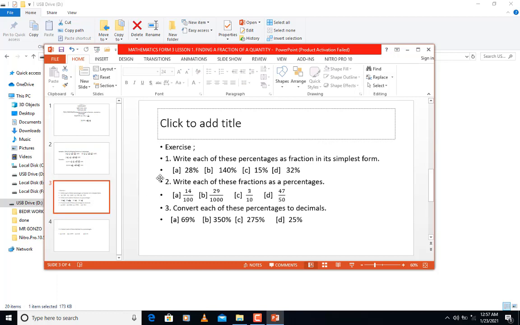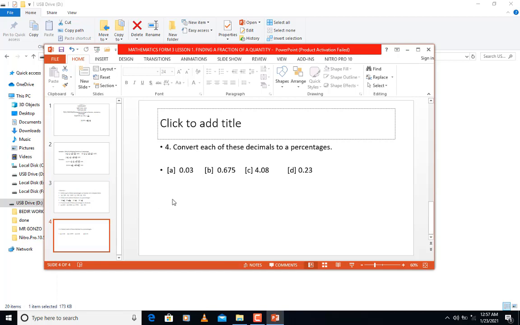So now with this exercise which I've written below, you can read the instructions. For number 1, write each of these percentages as a fraction in its simplest form. Then question number 2, write each of these fractions as a percentage. Then question number 3, convert each of these percentages to decimals. Then the last question, number 4, convert each of these decimals to percentages.